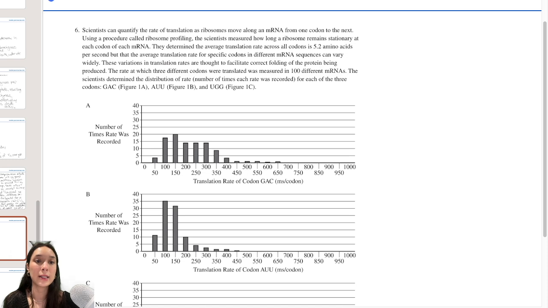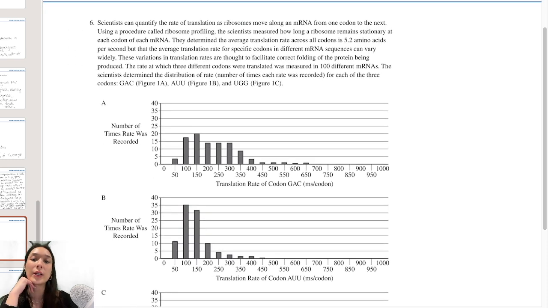Okay, 6 says that scientists can quantify the rate of translation as ribosomes move along an mRNA from one codon to the next using a procedure called ribosome profiling. The scientists measured how long a ribosome remains stationary at each codon of each mRNA. They determined the average translation rate across all codons is 5.2 amino acids per second, but that the average translation rate of specific codons in different mRNAs can vary widely. These variations in translation rates are thought to facilitate correct folding of the protein being produced.